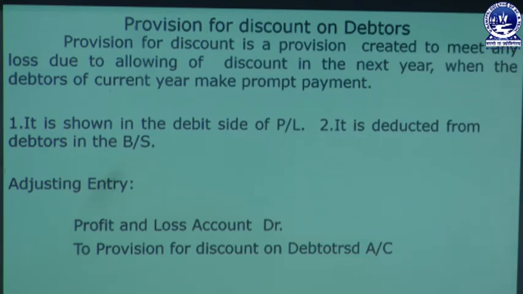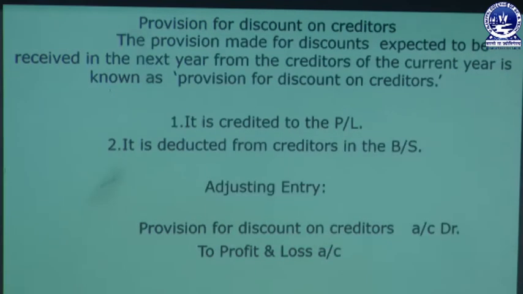And at the time of making that, the adjustment entry is: profit and loss account debit to provision for discount on debtors account. That means, why is the profit and loss account debited? Because it is one type of loss for the organization. So being a loss, it must be debited to the profit and loss account, and the provision for discount on debtors should be credited.